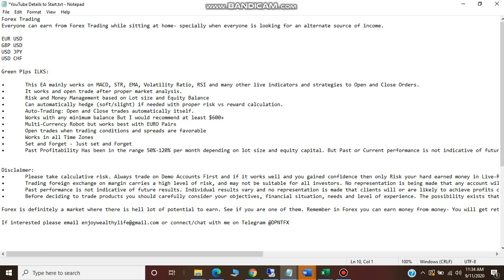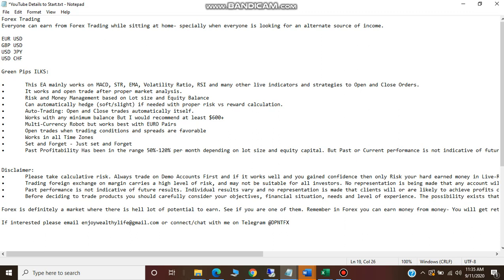For those viewing for the first time, this works on live indicators like MACD, ATR, EMA, and all these indicators to open and close the orders. And it is complete auto trading. You just have to set it up once and it will open and close the trades itself. But your computer should be on all the time, because if your MetaTrader is closed, it may not be able to open new trades. So either you should go for a VPS or keep your computer on 24/7.